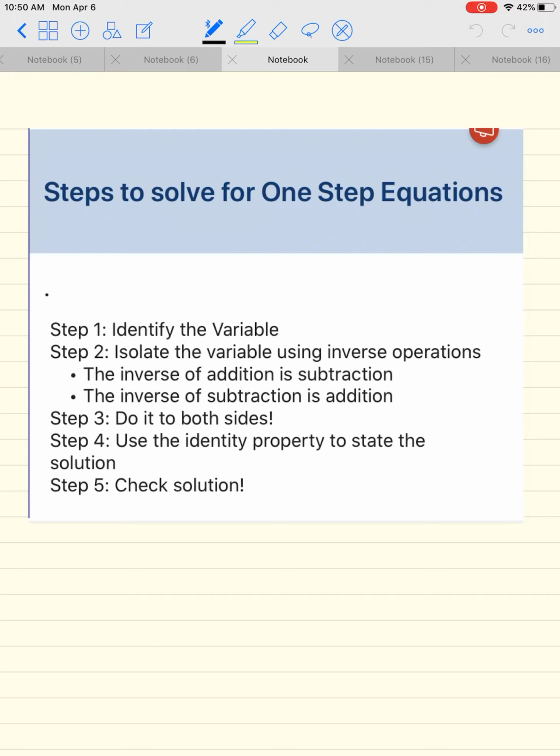Step 3, do it to both sides. Make sure you do it to both sides. This is so important when solving for an equation. Step 4, use the identity property to state the solution. And then step 5, check for the solution using substitution. I forgot to mention that. Substitute your solution for your variable and check it. And if you get back that both sides are true, both sides are equal to each other, then the equation is true.